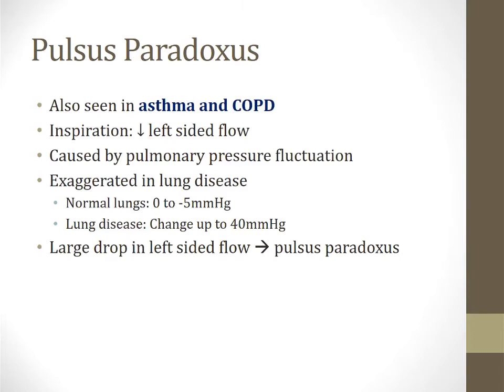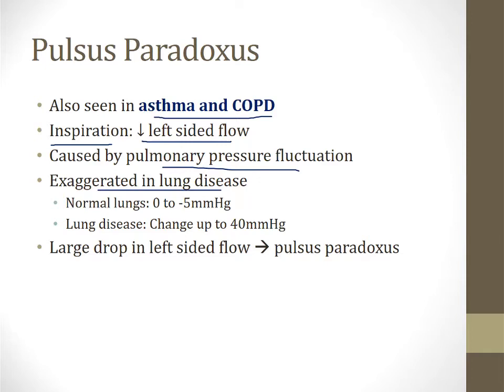It's high yield for your boards to know that a pulsus paradoxus can be seen in lung diseases like asthma and COPD. The physiology behind pulsus paradoxus in these conditions is very different from the physiology in tamponade. Normally when you inspire, there is a slight decrease in left-sided flow. This is why murmurs on the left side of the heart like mitral regurgitation get quieter during inspiration. The reason for this change in left-sided flow is pulmonary pressure fluctuation that normally occurs when you take in a breath. These fluctuations in pulmonary pressure are exaggerated in lung disease.